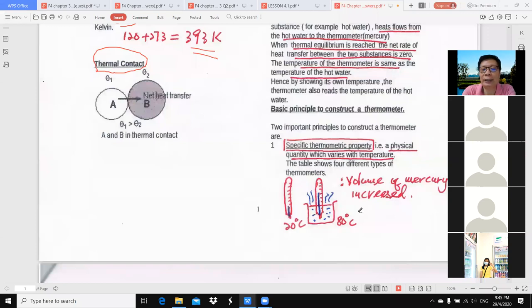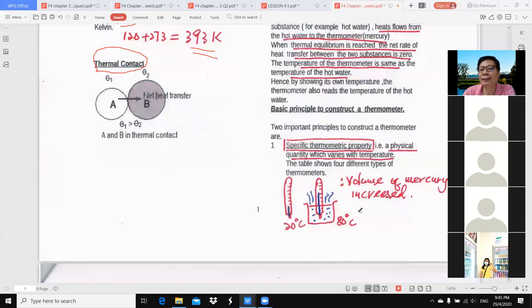Now you understand what is a specific thermometric property or not? It's a physical quantity that varies with the temperature. It can be volume, can be pressure, so many. Okay, this is one example.